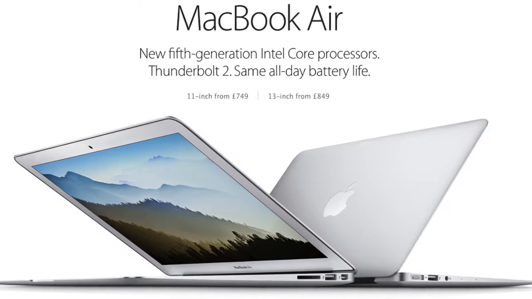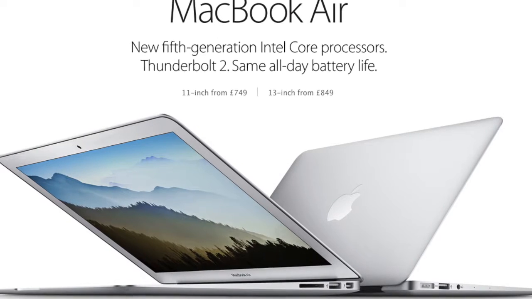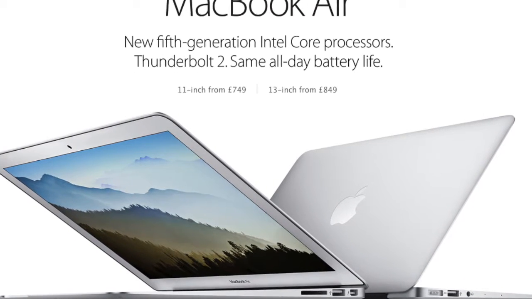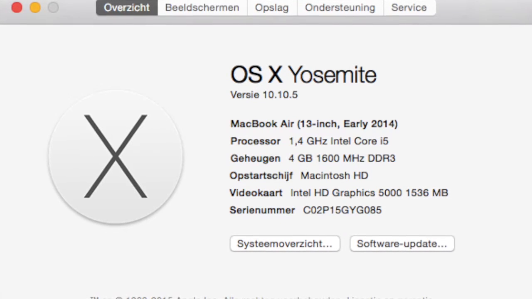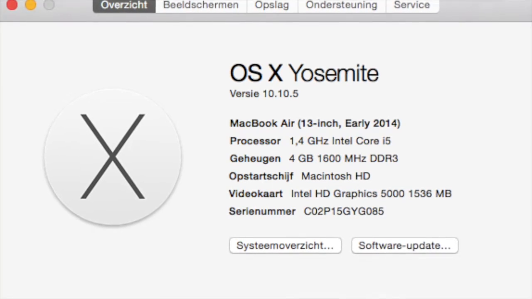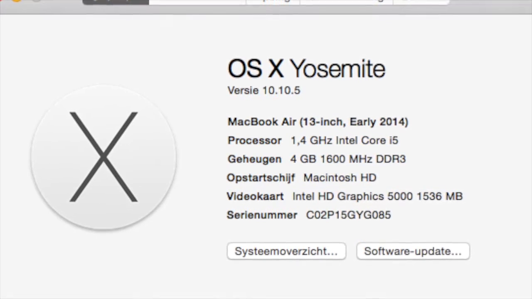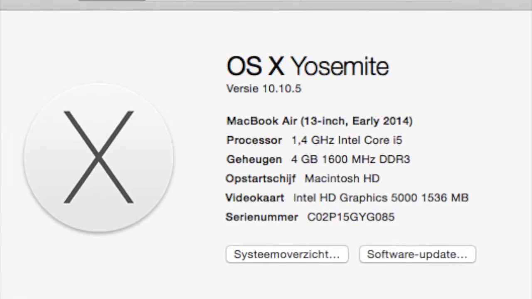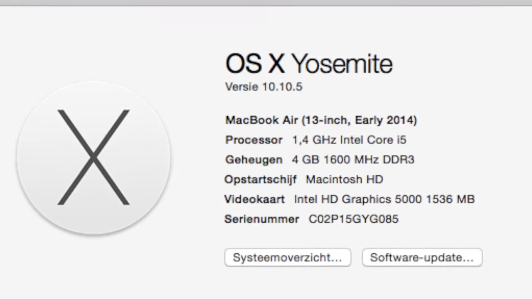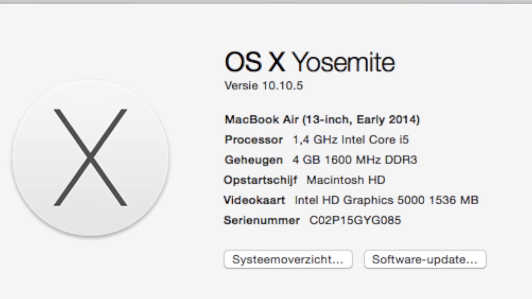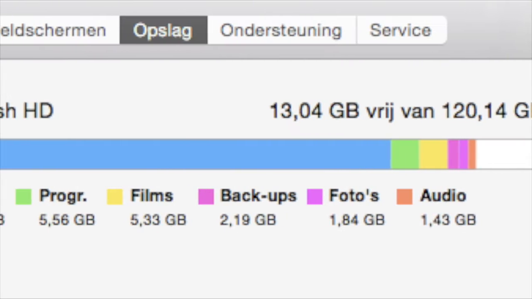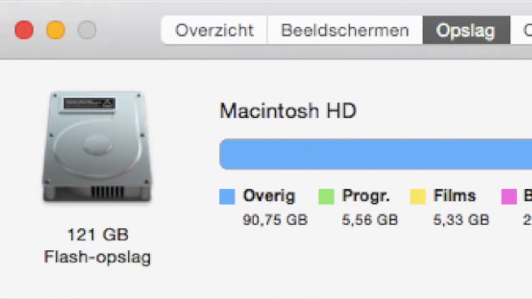Now before we start, I'm going to give you some system information for people who are not familiar with Apple products. So the 13-inch MacBook Air has a 1.4 GHz Intel Core i5 processor with 4 GB of RAM. It comes with an onboard video card of 1536 MB and a rather small hard drive of 125 GB.